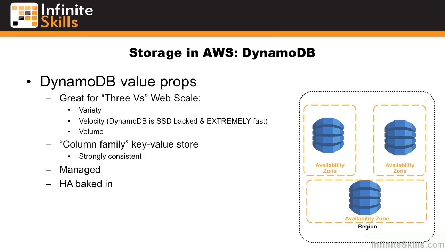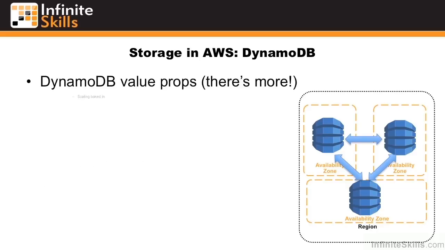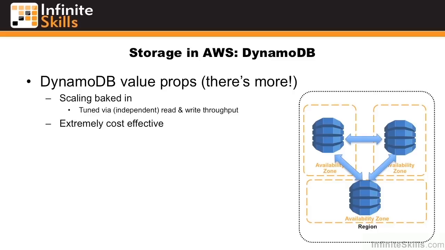Inside of a region, when you deploy DynamoDB, you're actually deploying to multiple availability zones. And every time there's a change inside of one of the data points inside of the availability zones, it's copied to all others in the cluster. The scaling is also baked in. It's tuned via independent read and write throughput. It's very cost-effective and very, very easy to administer. It automatically repartitions your data on the back end.